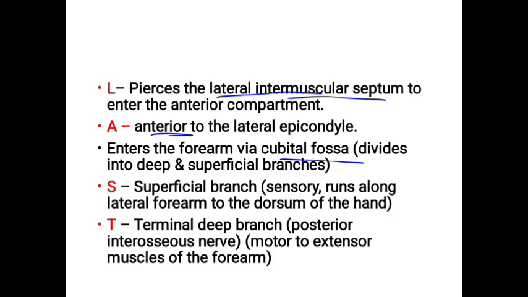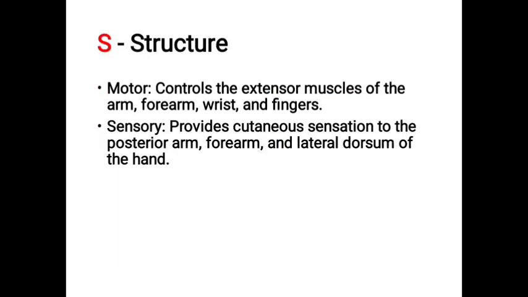Then the superficial branch gives sensory supply to the lateral forearm and to the dorsum of the hand, while the terminal branch, which is the posterior interosseous nerve, gives motor supply to the extensor muscles of the forearm. Now, the structure of the radial nerve.